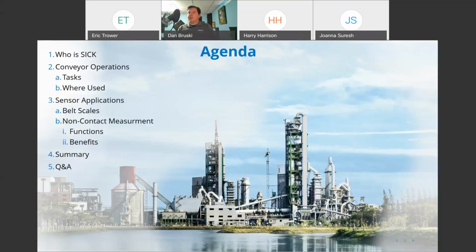We're going to talk a little bit about who SICK is. There'll be a short section about conveyor operations and industrial applications, things you probably already know: what the conveyors are, where you find them, and what they're used for. Next, I'll present some of our sensor applications used on conveyors to increase the level of automation, reduce downtime, and increase production efficiency. Then we'll focus on volume flow monitoring and the different features of the BulkScan. Finally, we'll have a short summary and then the Q&A session. Please make use of the chat function for any questions, and we'll compile them as we go.